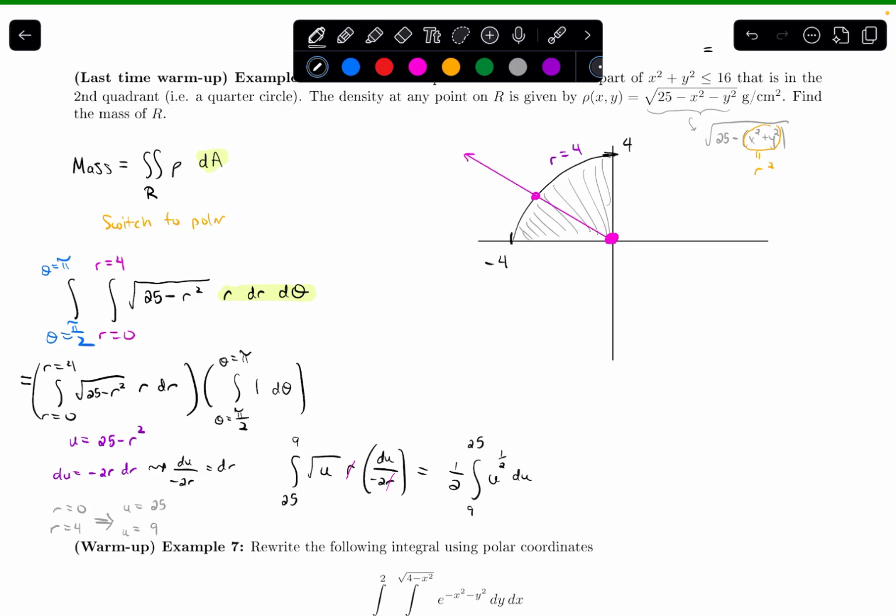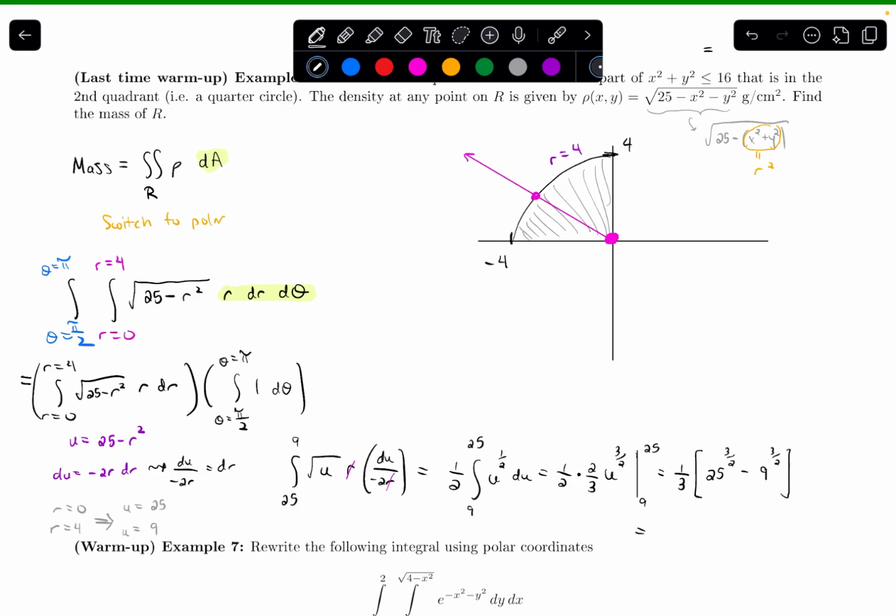And now I can do that antiderivative. I'll get 1/2 times, I add 1 to the power, I'll get u to the 3/2, and I divide by 3/2. But that's the same thing as multiplying by the reciprocal, 2/3. Okay, and then I got to plug in the 9 and the 25. I can cancel the 2's and I'll be left with 1/3, which I can factor out because it's a constant. And I'll get 25 to the 3/2 minus 9 to the 3/2.